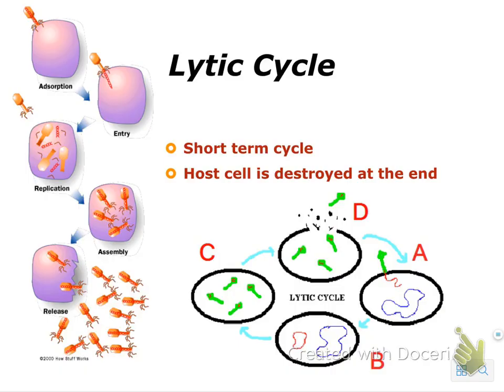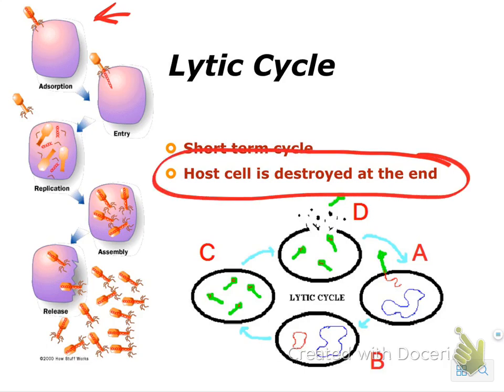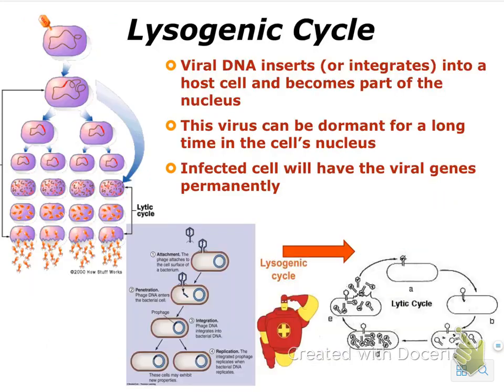So here's a closer look at the lytic cycle. So if we start up here, you have your virus. It's going into the cell. This looks a lot like the typical bacteriophage replication. And then this host cell is destroyed. I keep focusing on that because that's the most important thing. The host cell is destroyed at the end of the cycle.